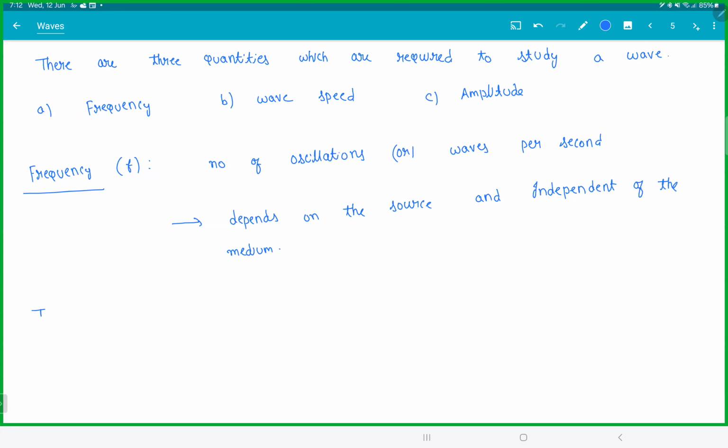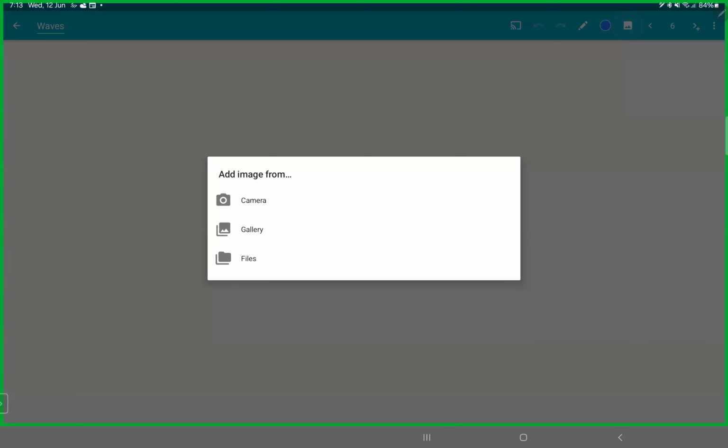So generally, the most common device we use to get this frequency is a tuning fork. So the tuning fork, it generates constant frequency. That's it. That is the only property about it. It generates constant frequency. Let me show you how it looks. I'm sure you must have seen this.